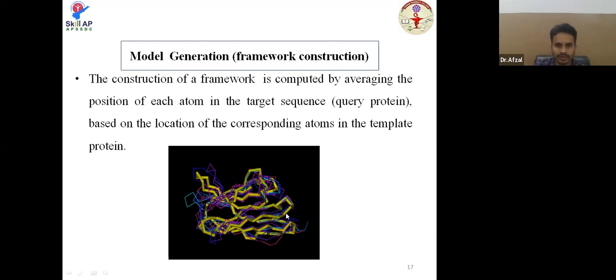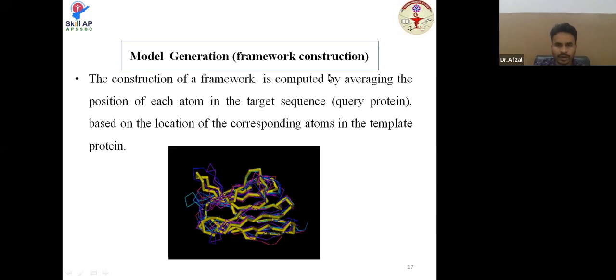That is nothing but the actual framework construction. If you see that here, you can see the yellow colored protein as well as the protein with different colors. The one which is in yellow color is our query protein, and the other with different colors is the template protein.